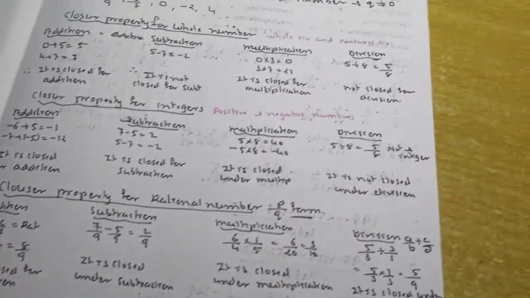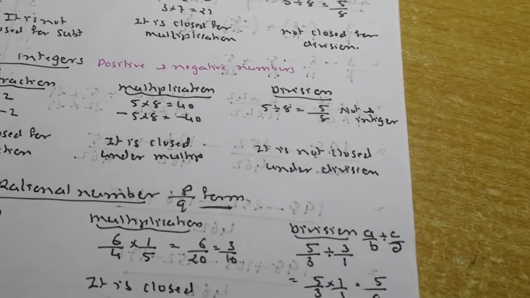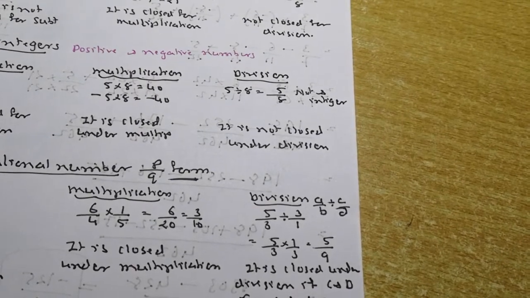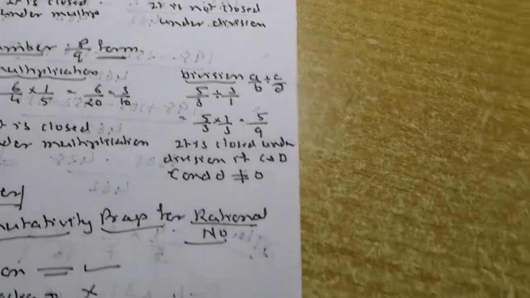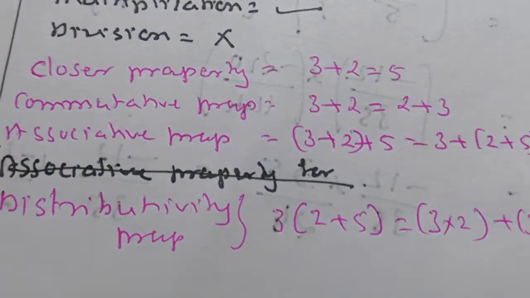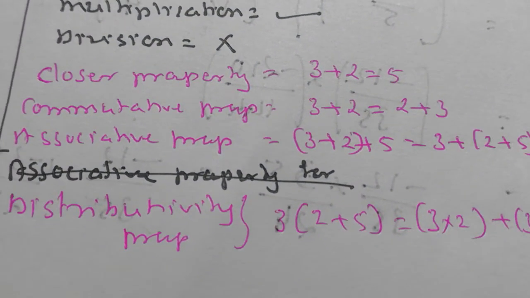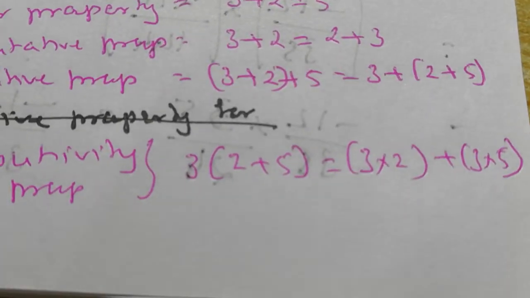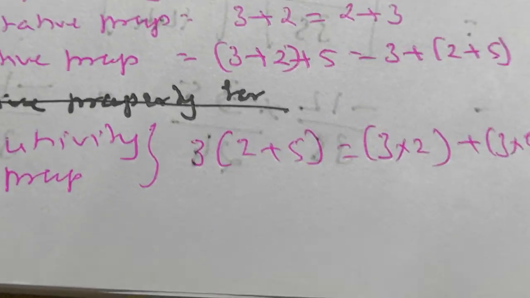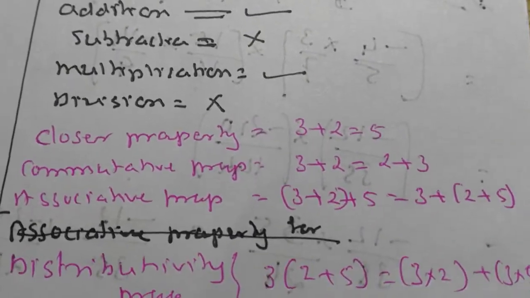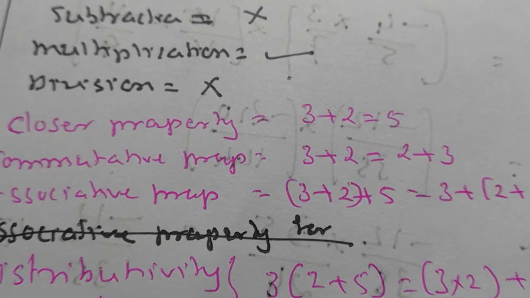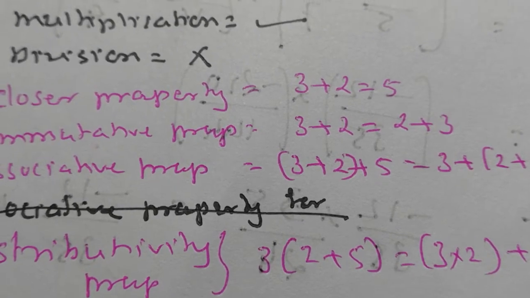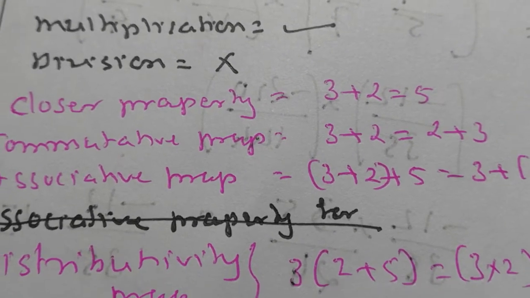First of all, we are going to study some of the properties. That is closure property, commutative property, associative property, and distributive property. We are going to study all these properties in terms of whole numbers, integers, and rational numbers. So let us see whether closure property is closed for addition, subtraction, multiplication, and division or not. So first we are going to study closure property.